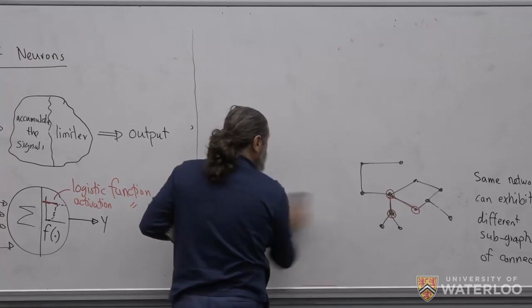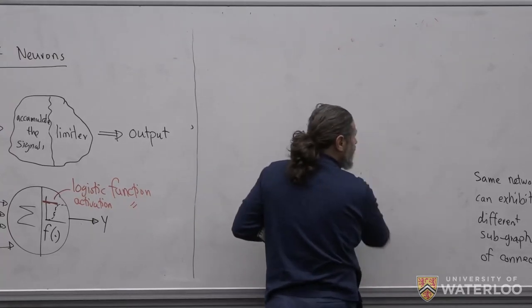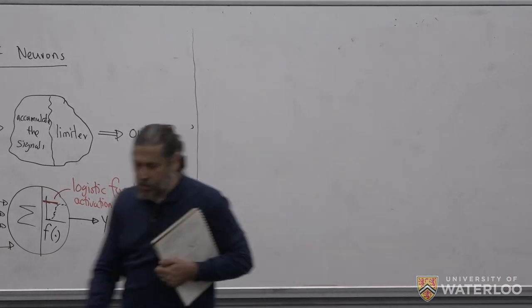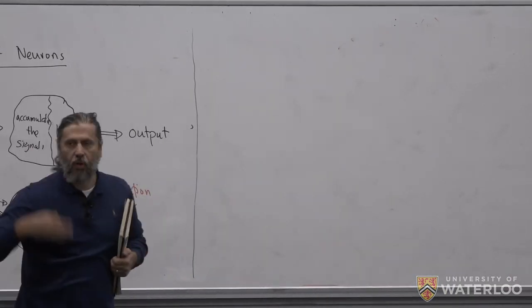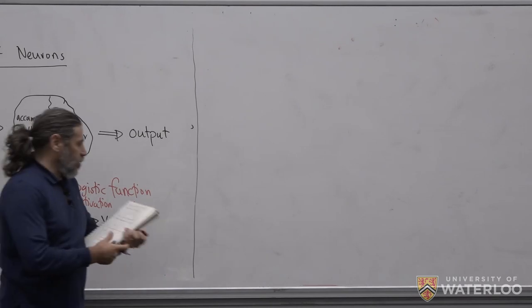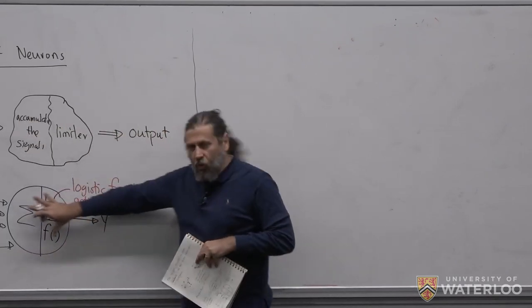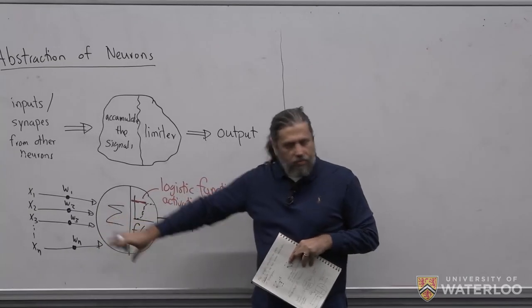It's crucial that, even though simplistic, we understand the abstraction. Because if you don't understand the abstraction, it will be really difficult to follow the little bit of mathematics that will come. So, let's call this a perceptron.